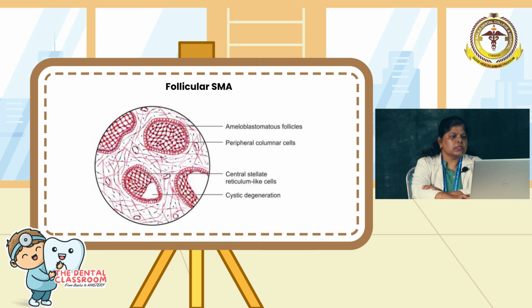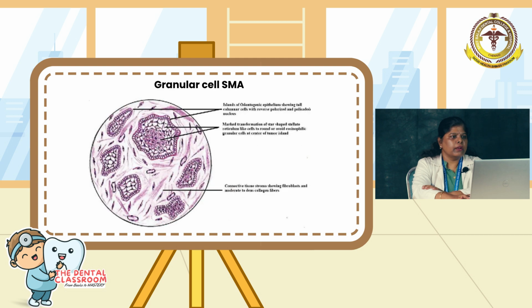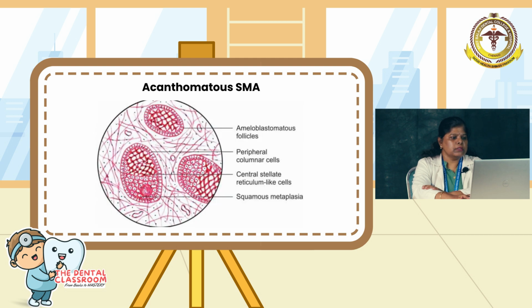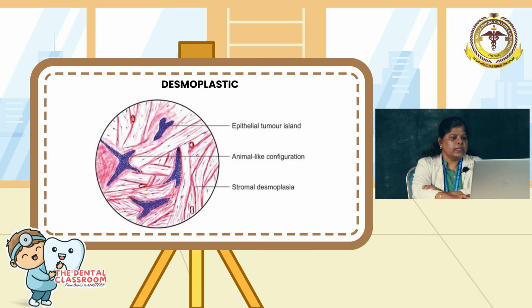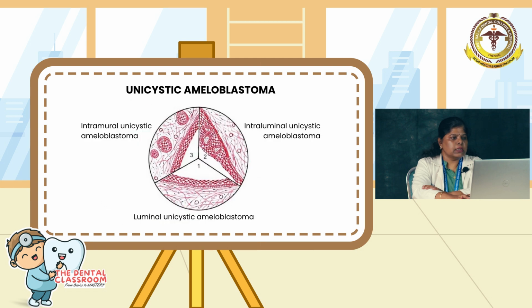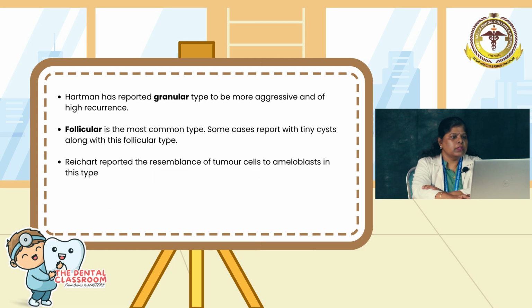These are the histological representations of the ameloblastomas of different types, mostly the follicular, plexiform, granular cell, acanthomatous, basal cell, desmoplastic, and unicystic ameloblastoma. So, here Hartmann has reported the granular type to be more aggressive and of high recurrence. Follicular is the most common type. Some cases report with a tiny cyst along with this follicular type. Richard reported the resemblance of tumor cells to ameloblasts in this type.